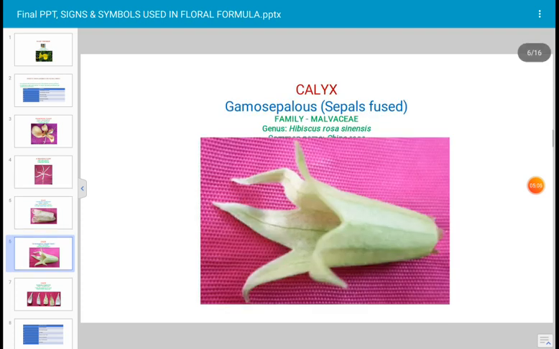Next slide. This is also a calyx. All the sepals are united. This calyx is from the family Malvaceae, genus Hibiscus rosa-sinensis, that is China rose. This calyx has 5 sepals, but they are united. Such a calyx is described as gamosepalous.